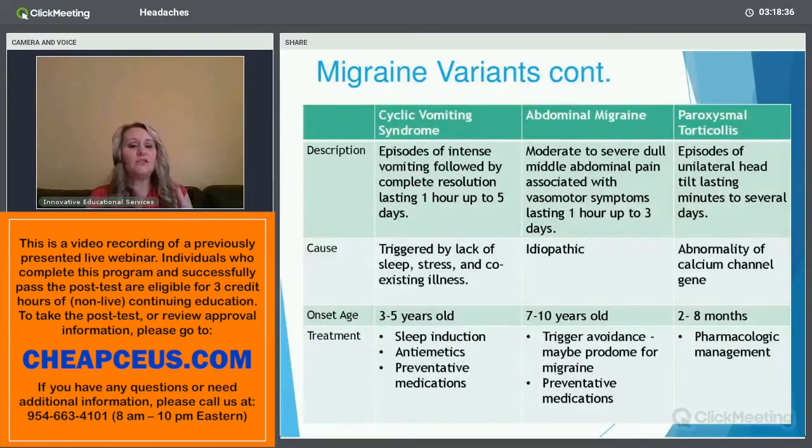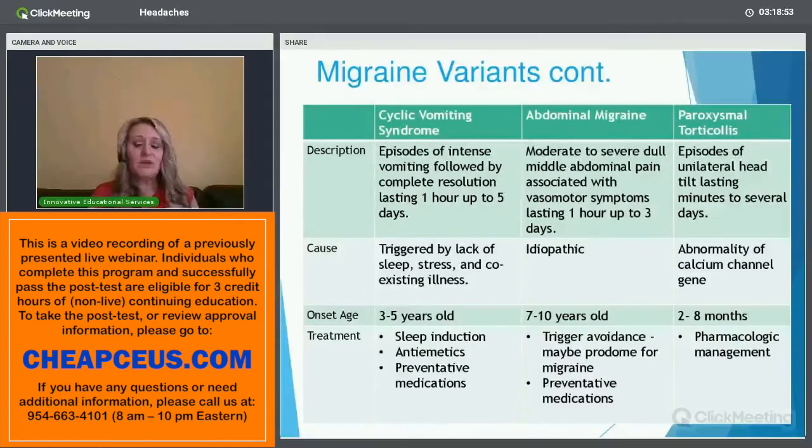And when you look at the child, it may be their prodrome. That may be the sign for them that a more severe headache may be coming. And again, preventative medication seems to be beneficial.